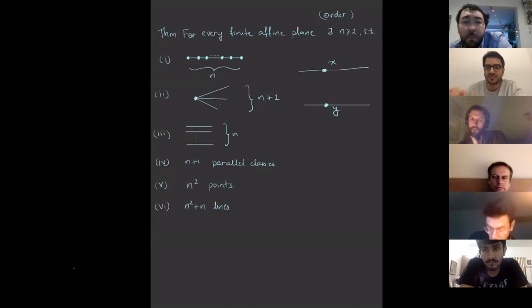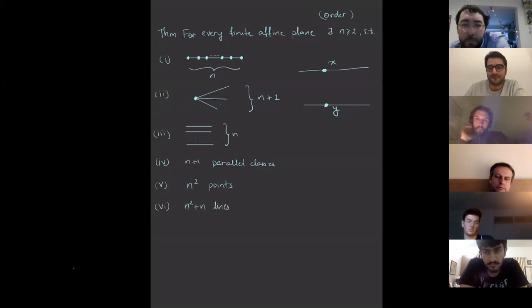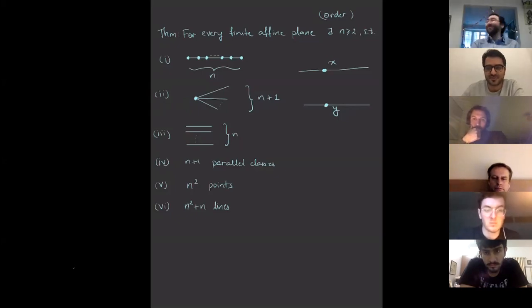Now you call this constant number of lines through each point n plus 1. And then you can prove that each line has n points and all the other claims as well. Okay, and this will be a fun exercise for you too. If you're seeing this for the first time, it's nice to derive all of these things.